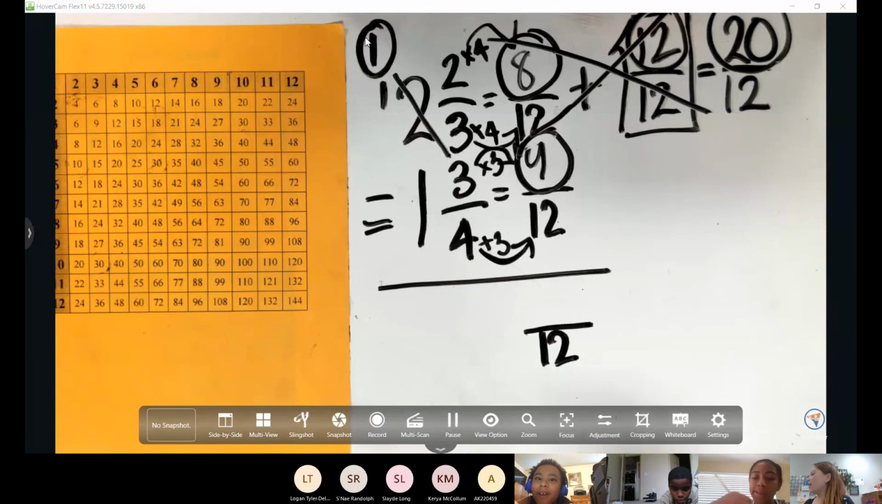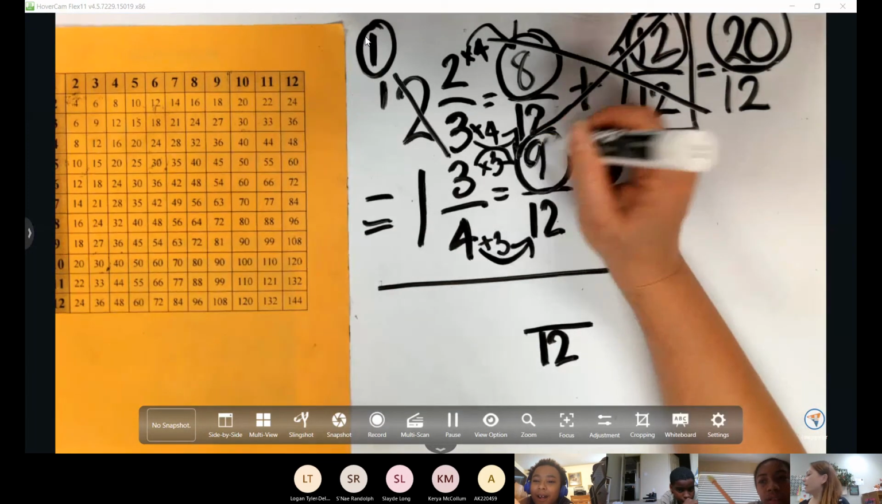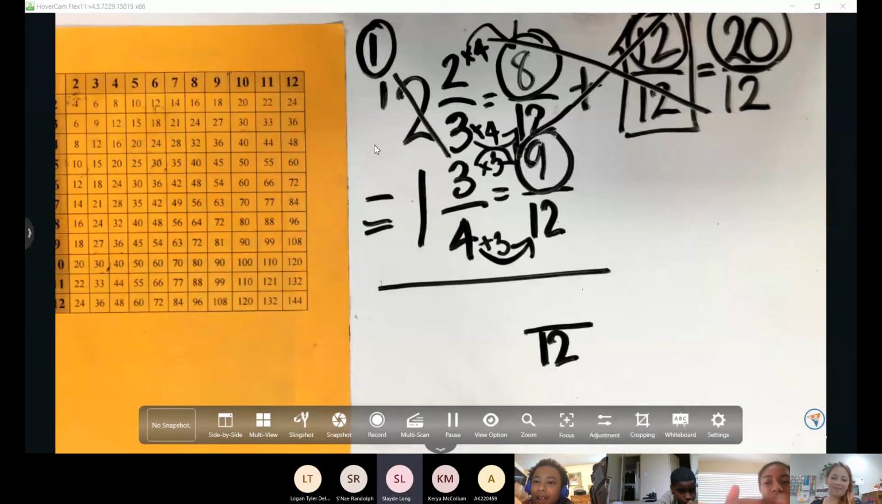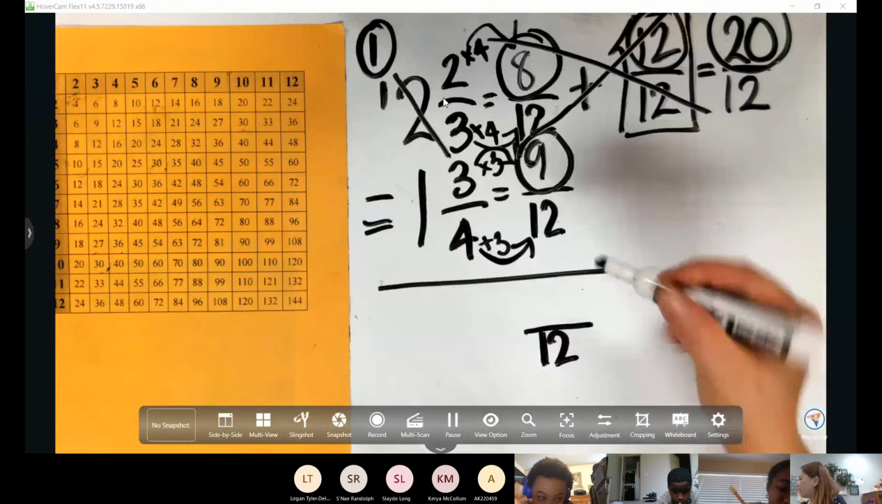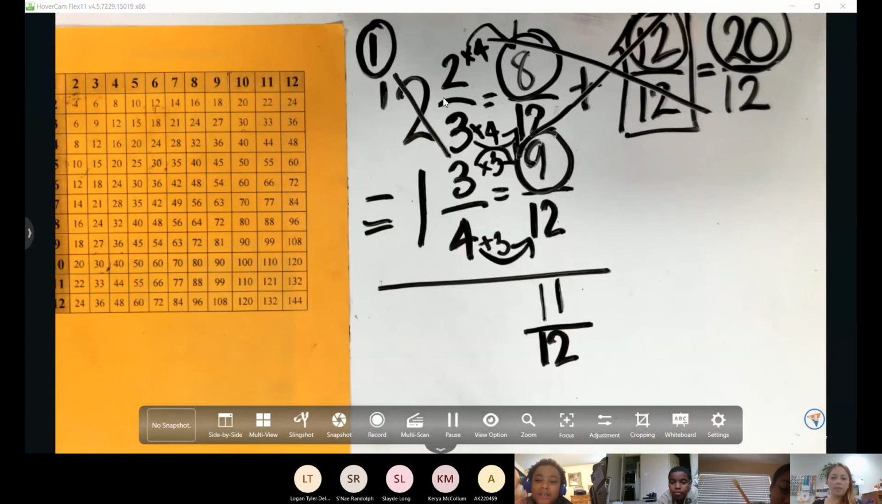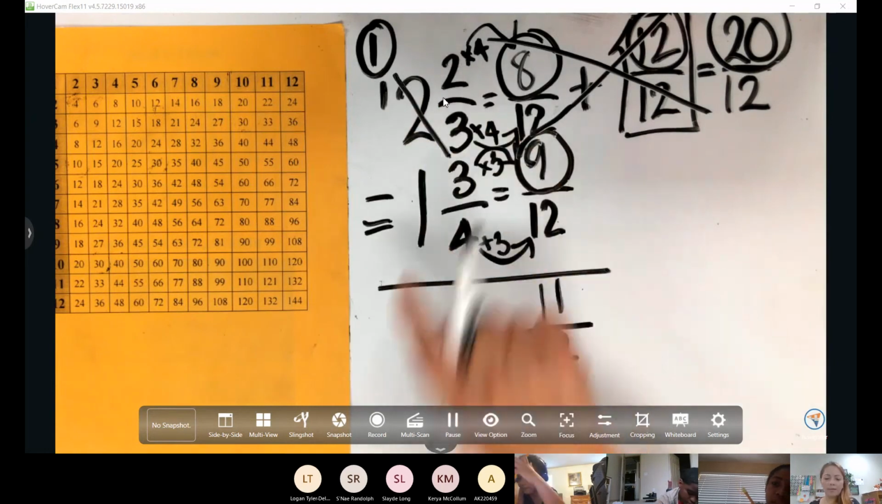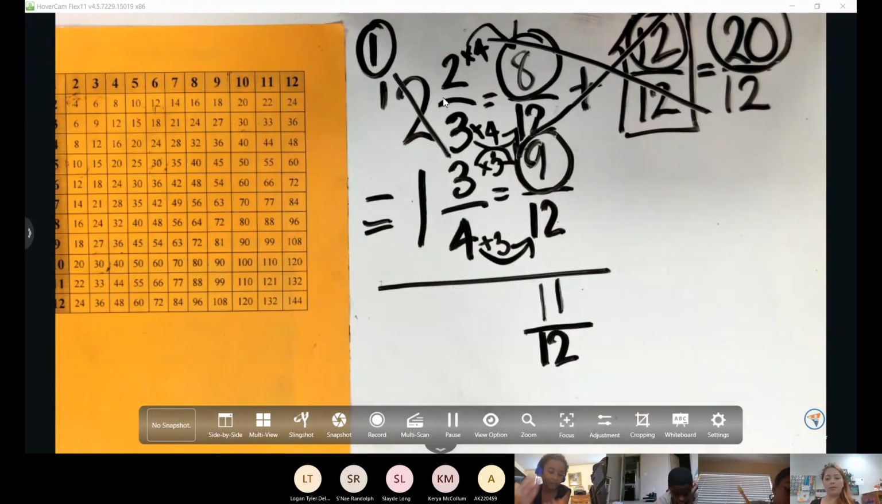Slade, what is 20 minus 9? 11. All right, so we have 11 as our answer right here, okay? But don't forget about the wholes. We have 1 minus 1, which gives us 0.